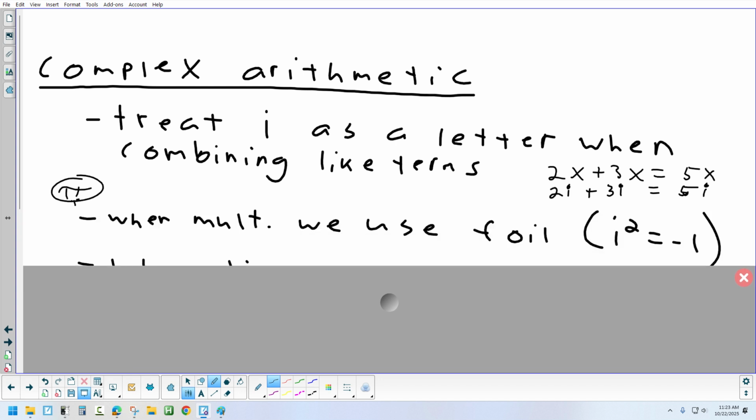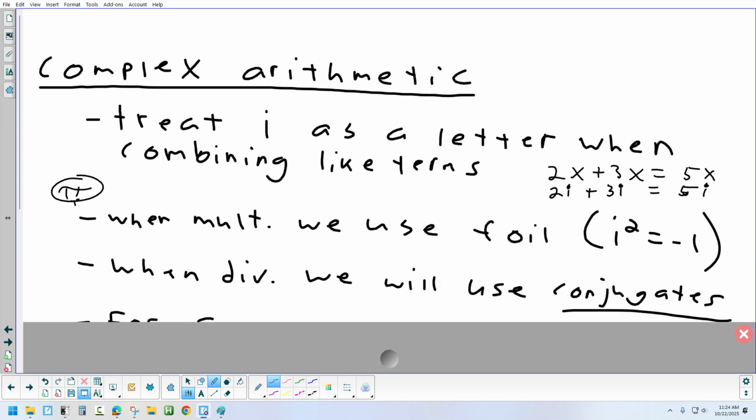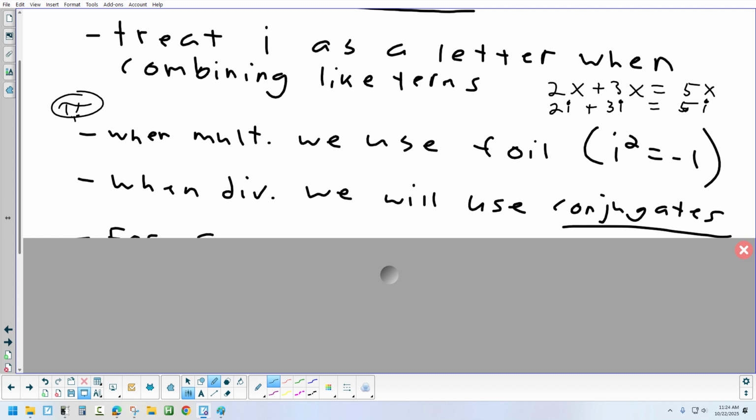Okay, when we multiply complex numbers, we're going to have to use double distributive property, or FOIL. That's going to result in i squared coming up a lot. Always change your i squared to -1. When we do a division problem with complex numbers, you're not allowed to leave i in the bottom of a fraction. So I'm going to show you a way to get rid of the i in the bottom with what's called a conjugate. So we'll do one of those.